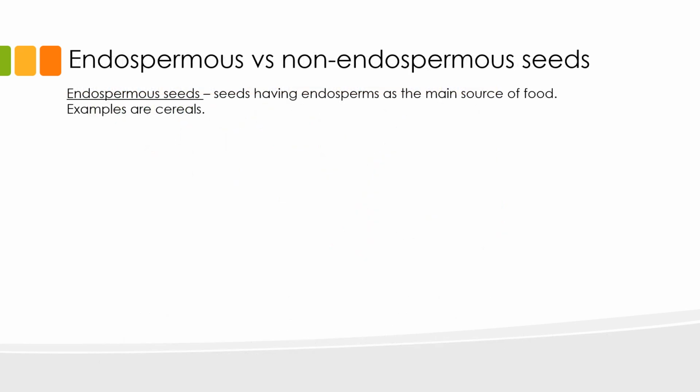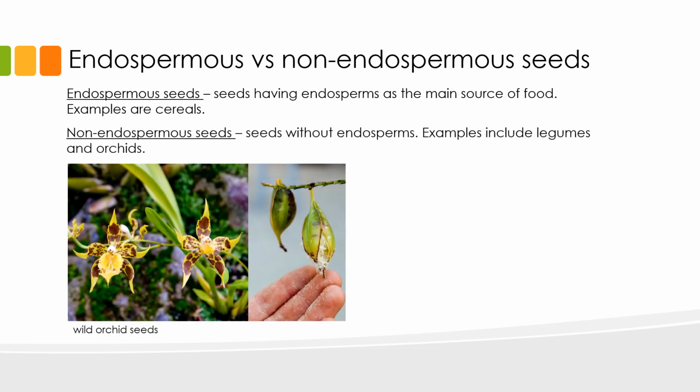Depending on whether or not seeds have an endosperm that functions as food storage, they can be classified as endospermous or non-endospermous. Endospermous seeds have endosperms that function as the main source of food. A good example of endospermous seeds are your cereals. The non-endospermous seeds, on the other hand, are seeds without endosperms. Examples of non-endospermous seeds are those of legumes and orchids.